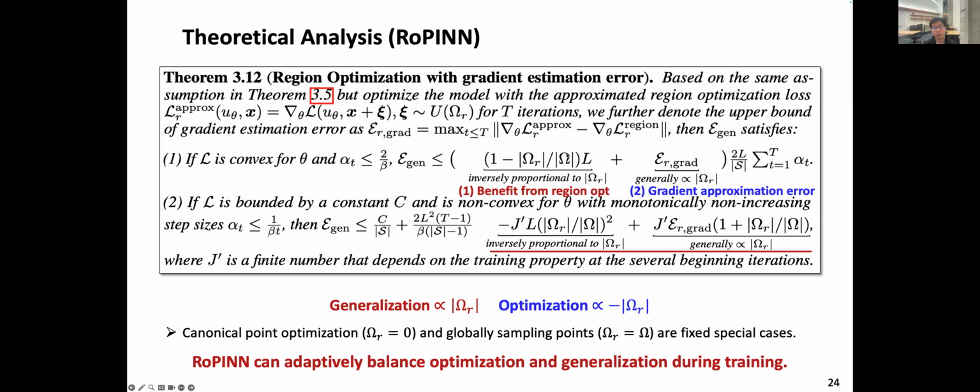We can observe that introducing a region brings two inversely proportional terms to the generalization bound, where the generalization is proportional to the region size, and the optimization stability is inversely proportional to it. So if you increase the region size, the model can take some benefits from the region optimization, but it also has some risk of suffering from optimization instability. If you think about the previous point optimization paradigm, you can find that it corresponds to an extreme case, which is omega r equal to 0. And RoPINN provides a more general framework to adaptively balance optimization and generalization during training.